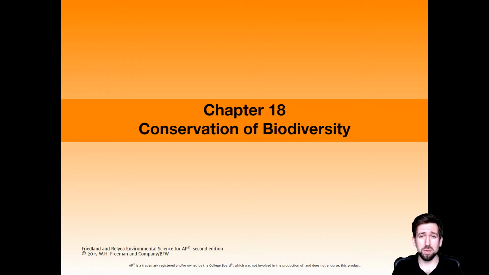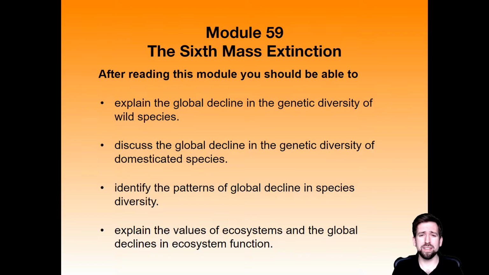So in Module 59, the sixth mass extinction, you should be able to explain the global decline in the genetic diversity of wild species. You should be able to discuss the global decline in the genetic diversity of domesticated species, identify the patterns of global decline in species diversity, and explain the values of ecosystems and the global declines in ecosystem function.